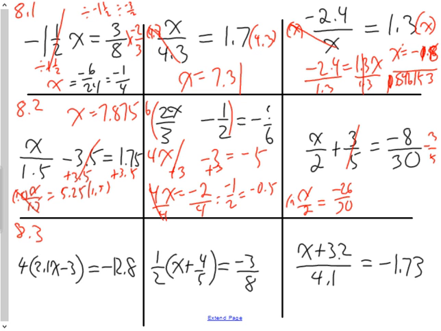Multiply both sides by 2. And you're going to get x equals negative 52 over 30, which is x equals negative 1 and 22/30, which is negative 1 and 11/15.